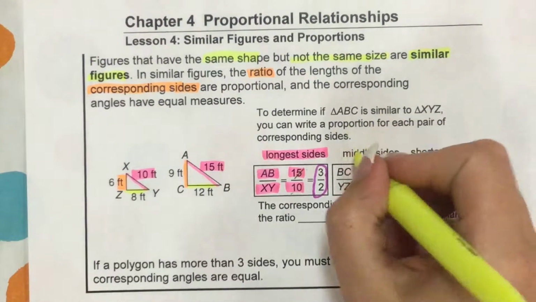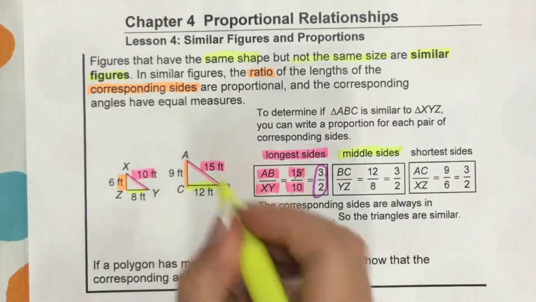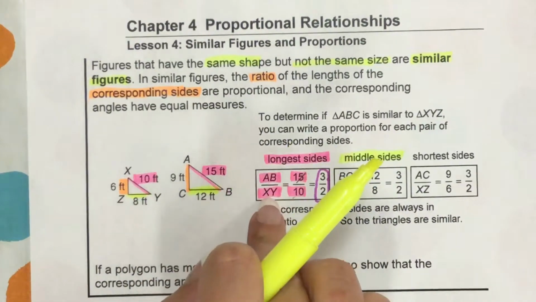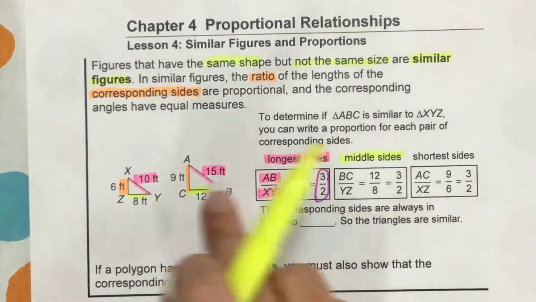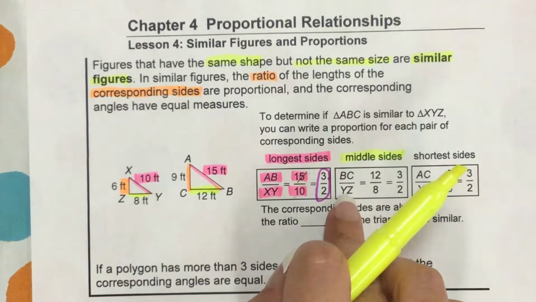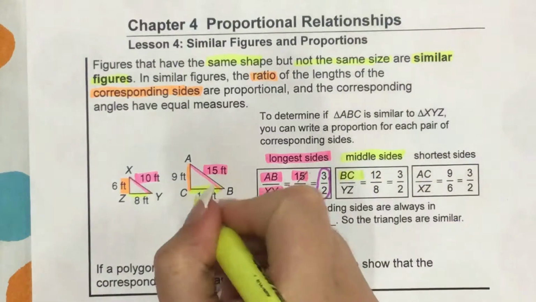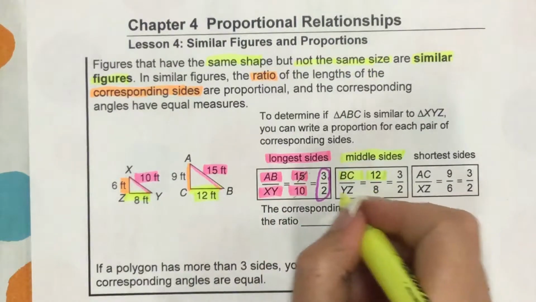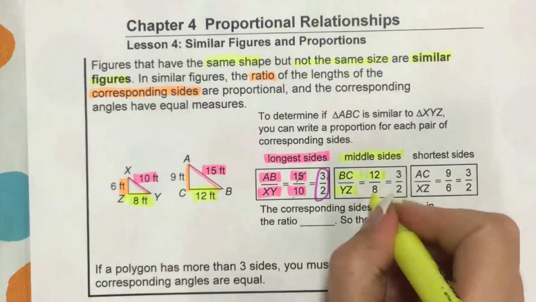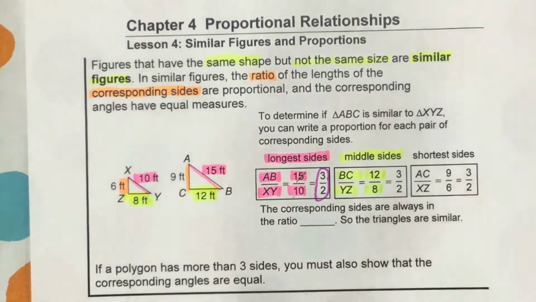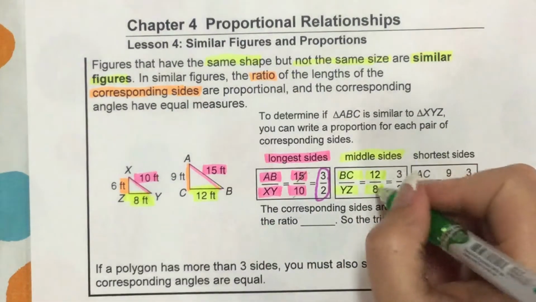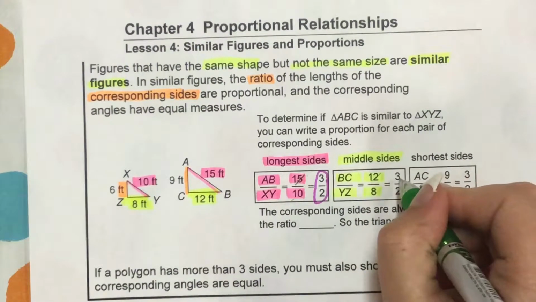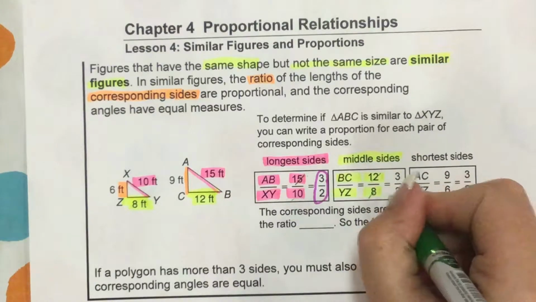Okay, so let's go ahead and do the middle sides, which we highlighted in yellow. So we have BC, and right here when we started, we took the big triangle over the little triangle, so we want to keep that consistent. So for the middle sides, we're going to start with the big triangle on top and the smaller triangle on the bottom. So BC here is going to be over YZ here. So we're going to have 12 over 8. Then we're just going to reduce that. Is there a common factor between 12 and 8? Yes, there is. It's 4. 4 goes into 12 3 times, and 4 goes into 8 2 times.